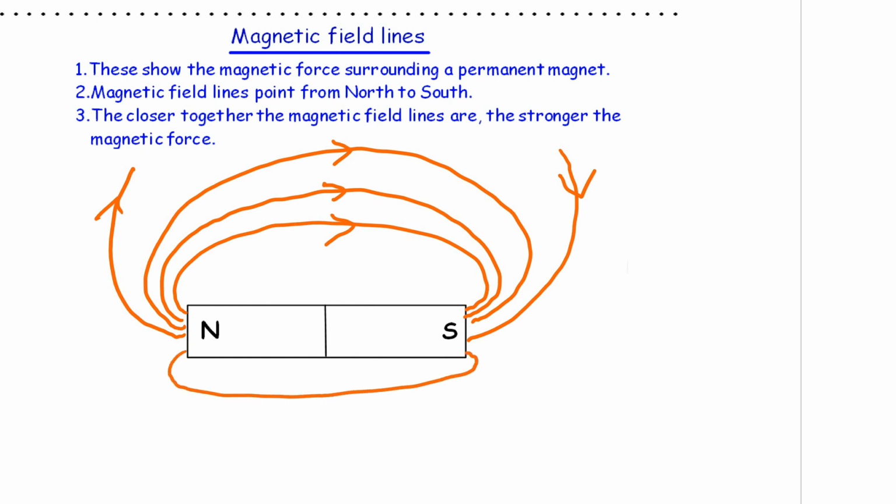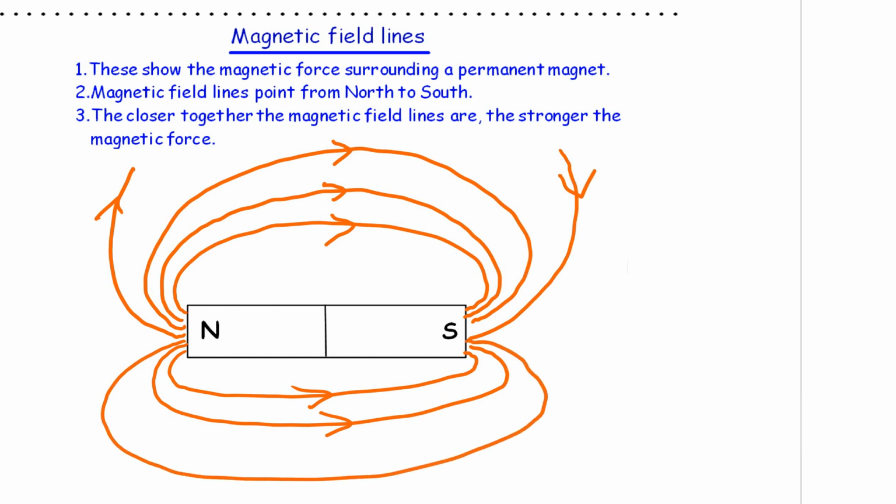North to south, north to south, from north to south, and from north all the way round to south again. And you can see quite clearly that the magnetic field lines are most concentrated around the poles. And that's where you'll get the largest influence of the magnetic field.